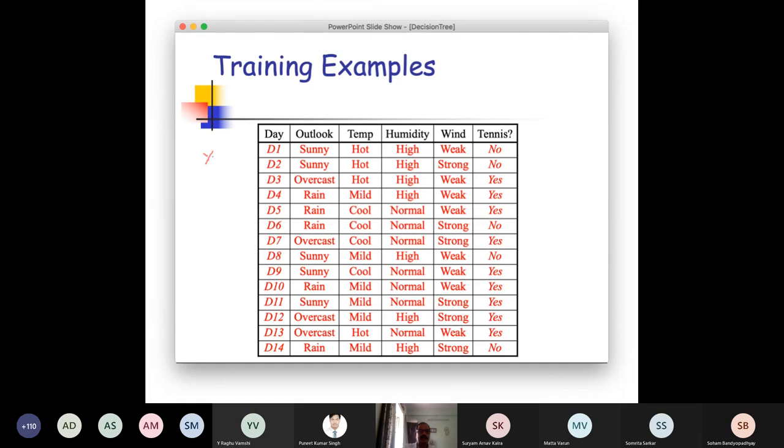So what is the entropy of this training data set? At the root node, you have the whole data set, not yet partitioned by any attribute conditions. Y is 9 and n is 5, so there are 14 examples. What should be the entropy? Please tell me the computation. Sir, it's minus 9 by 14 log 2 9 by 14 minus 5 by 14 log 2 5 by 14.